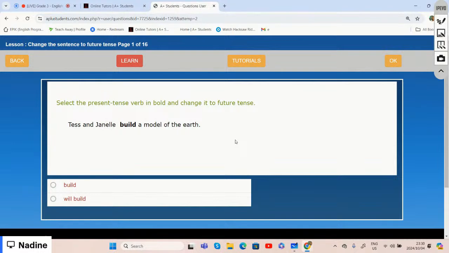All right. So we can say Tess and Janelle build a model of the earth. But now, how are we going to write it in the future tense? Are we going to say Tess and Janelle build a model of the earth or will build? Option one or option two?